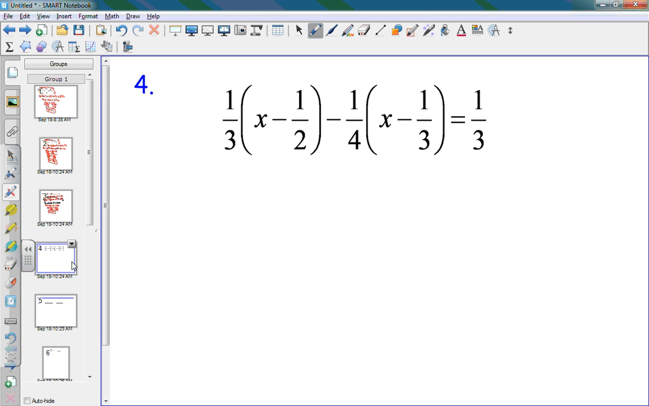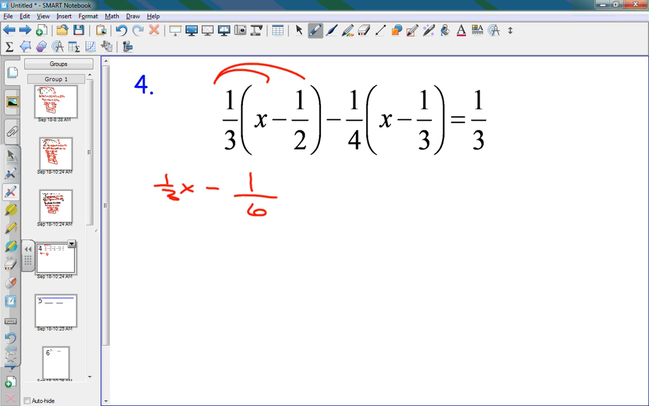Okay, now, next, number 4. I had one lonely little person. Sarah, congratulations, you are awesome. How do we do this? Why do we distribute first, Brendan? Because there's a fraction inside the parentheses. I need to distribute 1/3 times x is 1/3 x, minus 1 times 1 is 1, 3 times 2 is 6.